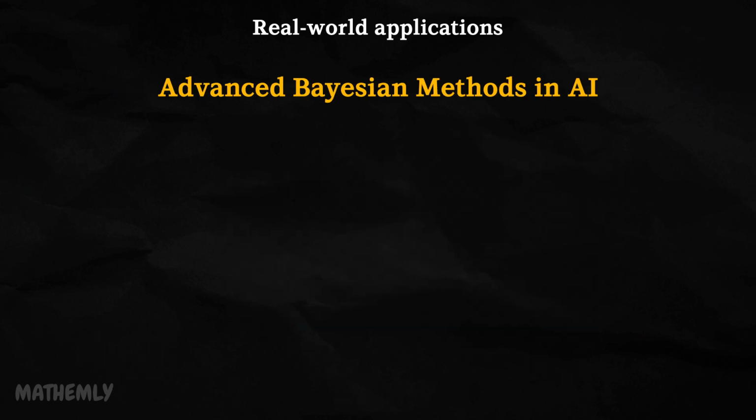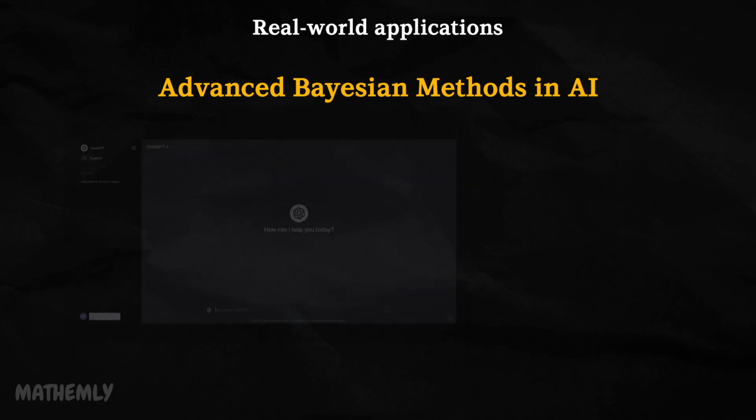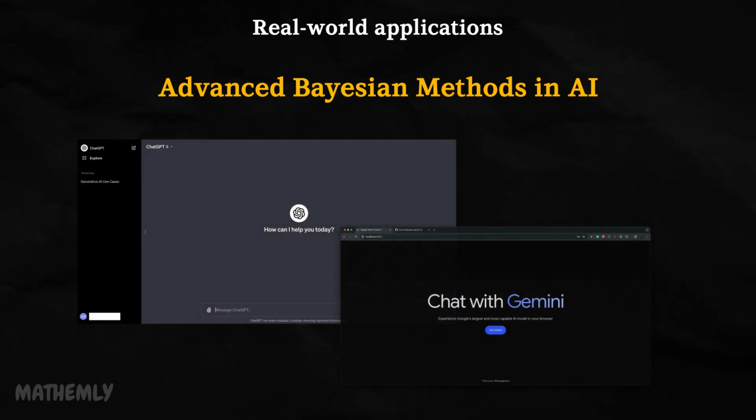Advanced Bayesian methods in AI. While Naïve Bayes is simple and effective for many tasks, modern AI applications like large language models such as ChatGPT or Gemini extend Bayesian principles with deep learning techniques. These models go beyond basic probability calculations by incorporating massive datasets and complex neural networks, allowing for more nuanced and accurate predictions.